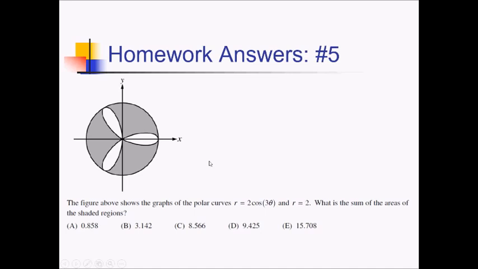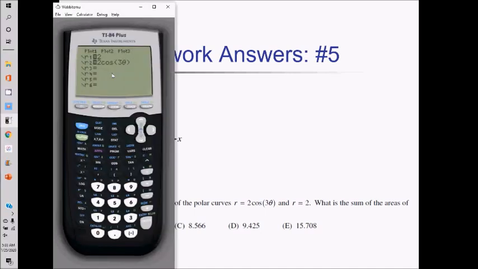So there are my 2 curves, the circle r = 2 and r = 2 cosine of 3 theta, which is going to give me those petals. Let me do zoom 0 now. And I've got my window set from 0 to 2 pi, going by increments of pi over 36. Otherwise, it looks kind of choppy when you graph those petals if your increments aren't fine enough. So there we go. It's the same picture they gave us.